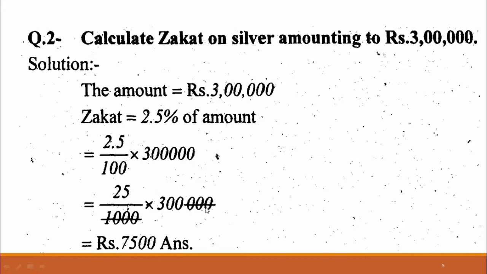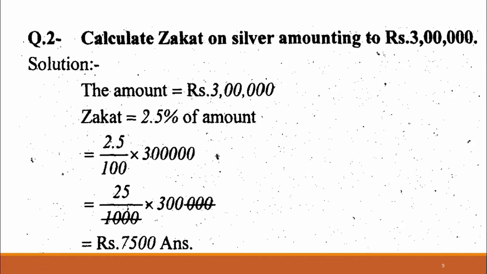These three zeros cancel. We obtain 300 multiplied by 25 is equal to 7,500 rupees. So in these two examples, I would like to tell you again and again that our main purpose is how to calculate the amount of zakat when the total amount is given for a person. So in this question, since the total amount is given, 300,000 rupees, now how to calculate the zakat?